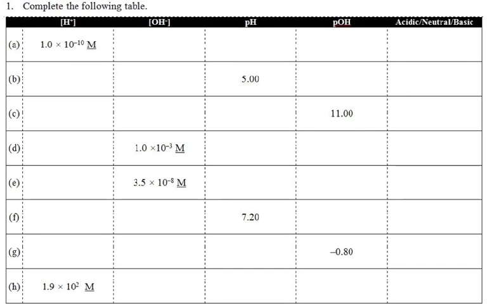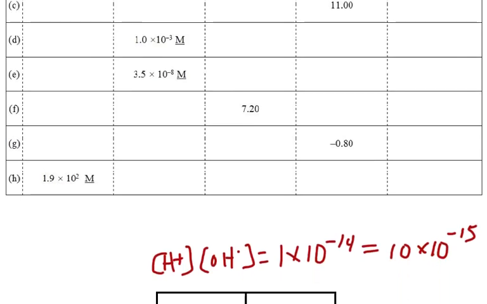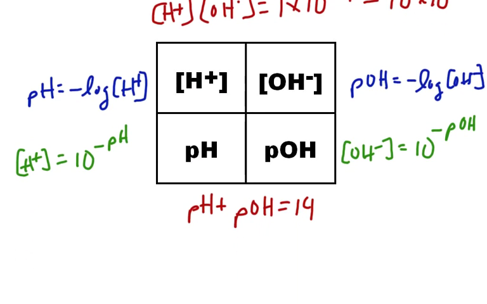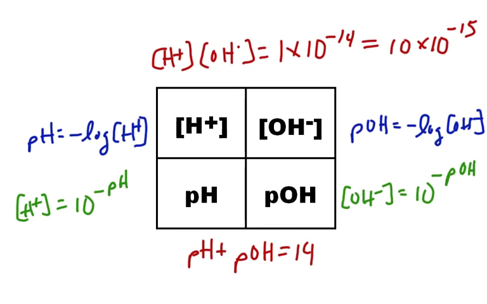Looking at this first problem, we can do the first several of them just in our heads. So we have several rules that we've been using for this, and one is the idea that if you know the H plus and the OH minus, you can go back and forth between these because when you multiply together they equal 1 times 10 to the minus 14. The other thing is that the pH and the pOH always add up to 14. So if you know the pH or the pOH, you can find the other.